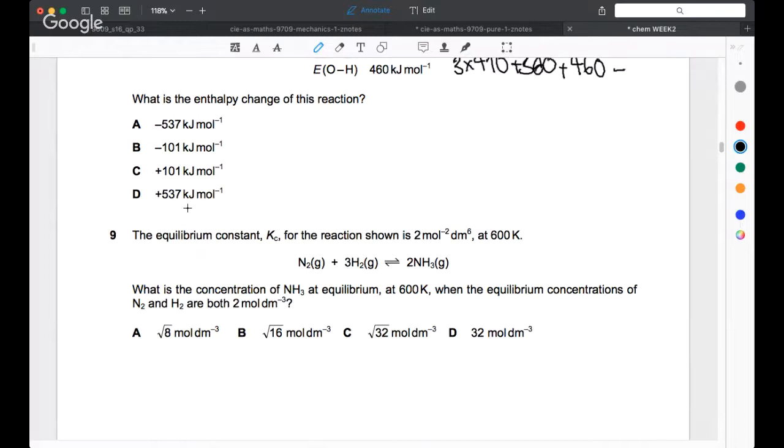So first, what's the equilibrium constant? What is the expression for the equilibrium constant in this reaction? For this one? And you have the concentration for those two, and you have the equilibrium constant, so you can just do the equation and get the answer.